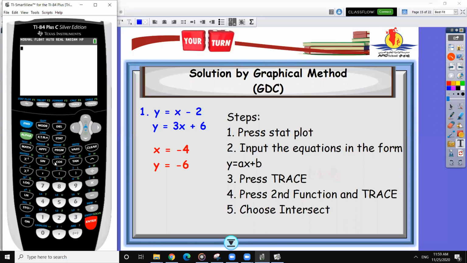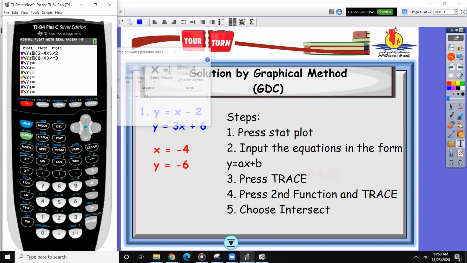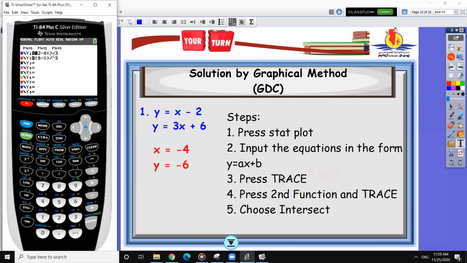If you also want to use the TI-84 Plus by graphical method, the first step that we're going to do is, I already put the steps here. So we're going to press stat plot. And then from here, we're now going to input the values of our y's. So you have to take note that the subject here should always be y. Okay, so y is equal to something.